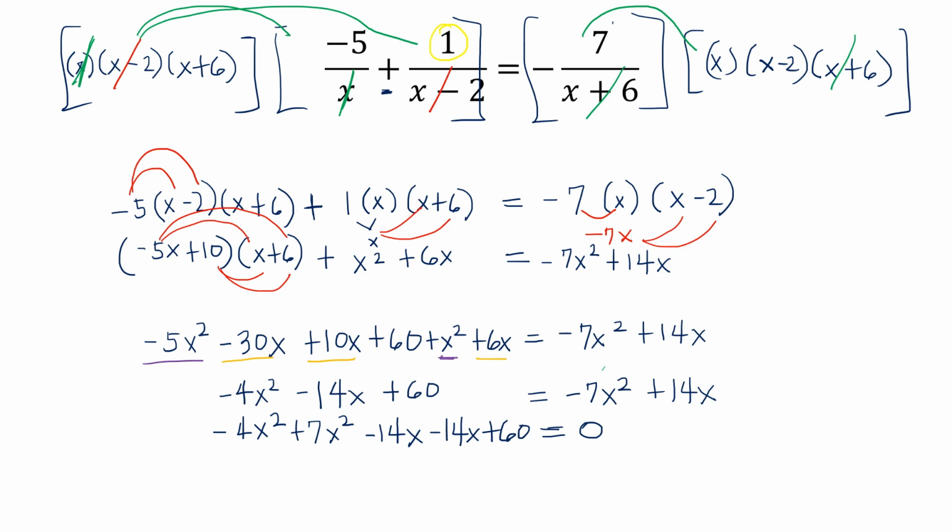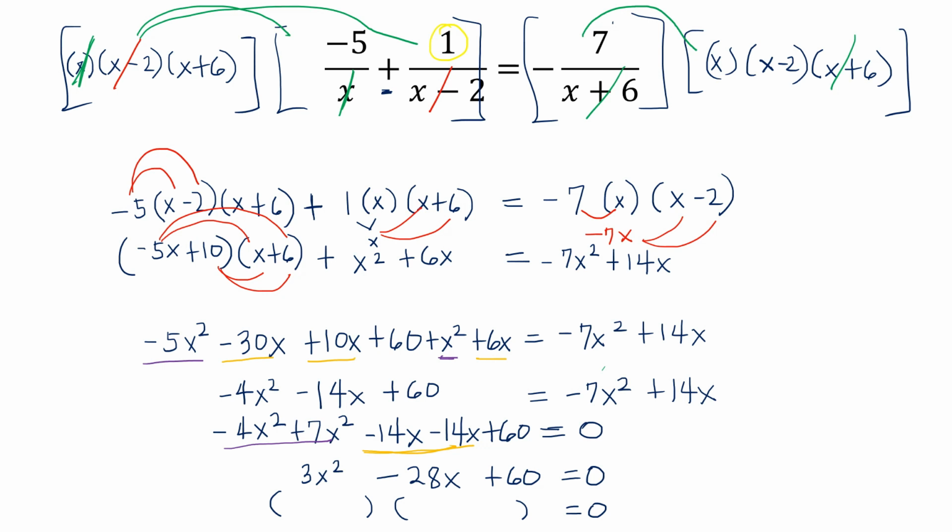So again, let's combine like terms. These are like terms, and this again is another pair of like terms. So negative 4x squared plus 7x squared is 3x squared. Negative 14x minus 14x is negative 28x plus 60 equals 0. And then since this is a trinomial, we're going to factor it out.